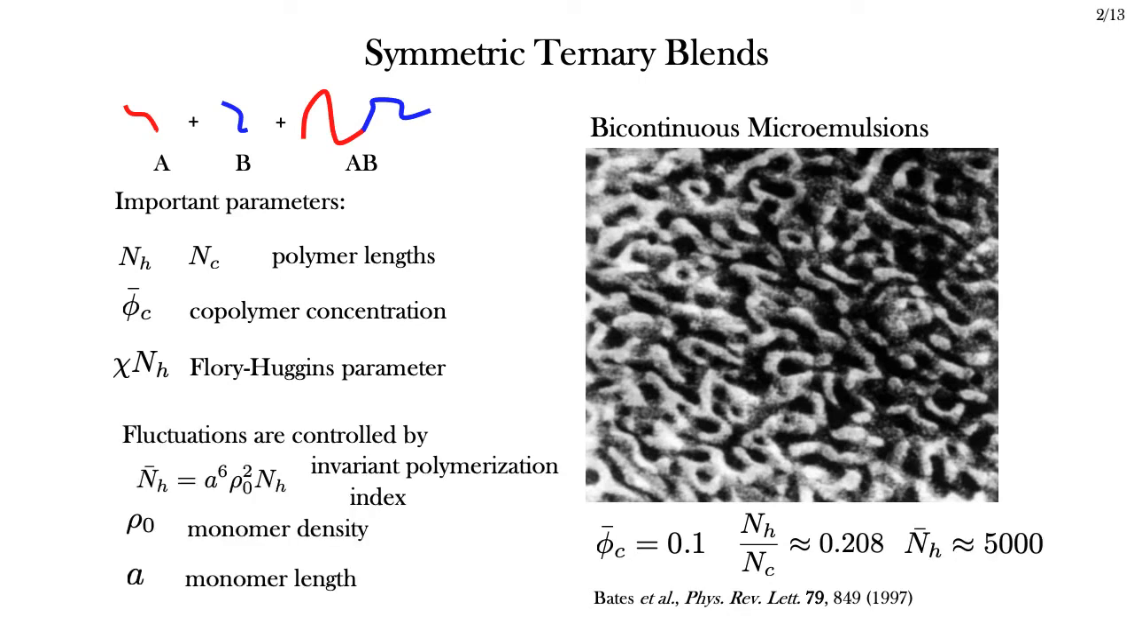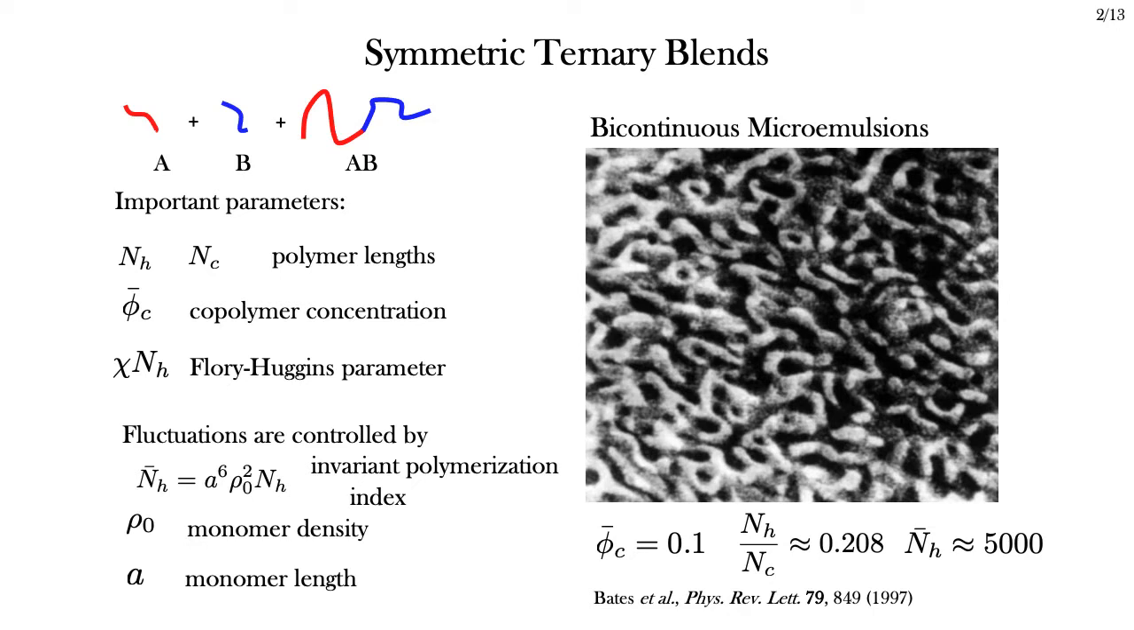Microemulsions are fluctuation-induced structures, meaning that in order to get them to appear in our simulations, we need to include compositional fluctuations. This introduces another parameter, the invariant polymerization index, which gives the strength of fluctuations. Throughout this work, we'll try to mimic what's done in experiments and use copolymers that are 5 times longer than the homopolymers. We'll also generally use an n-bar of 10^4.